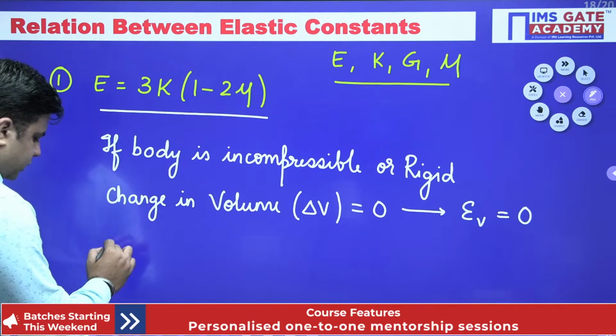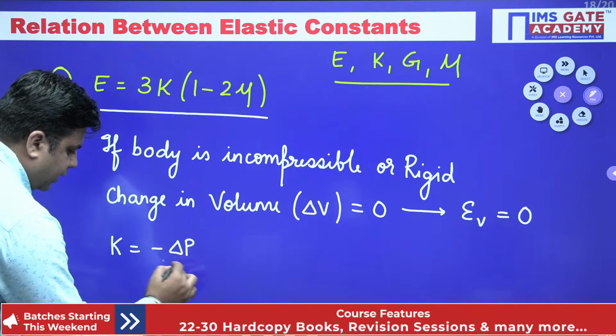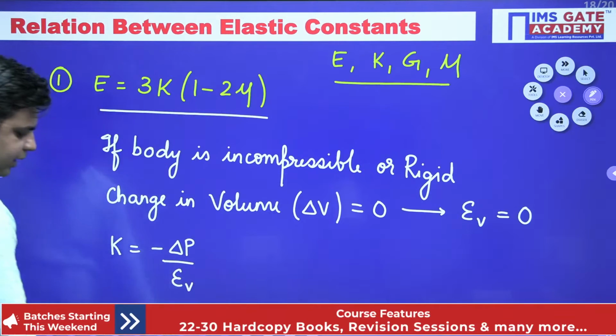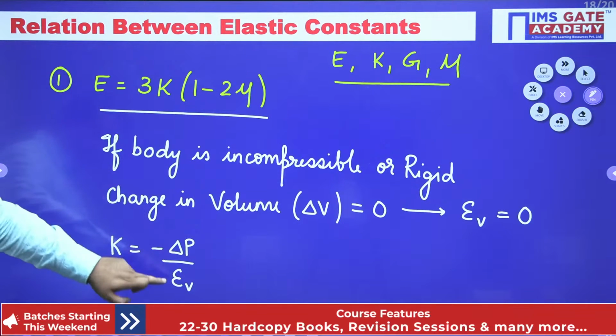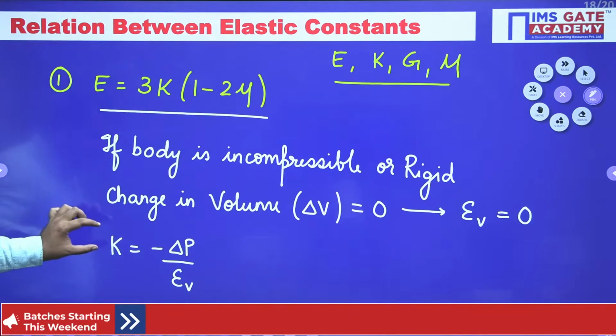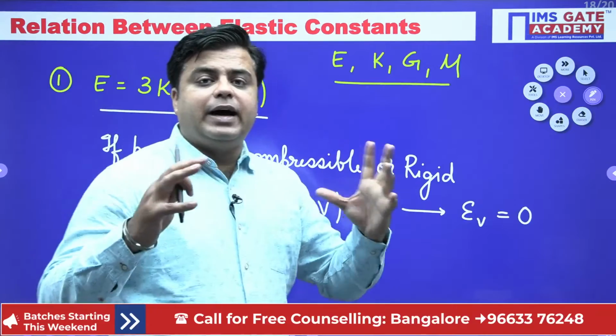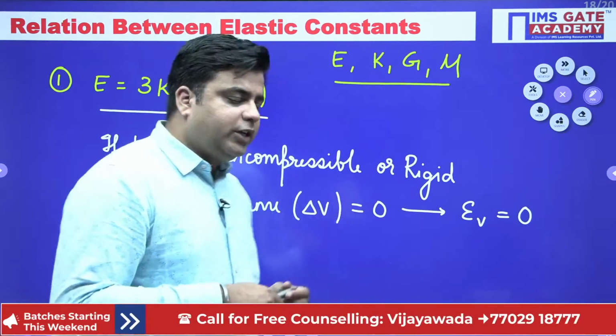We know this, K is equal to minus delta P by epsilon V. If the volumetric strain is zero, then the value of K will be very high, approaching infinity.